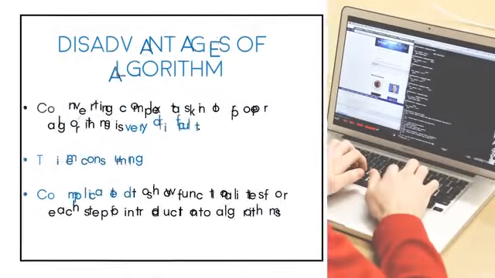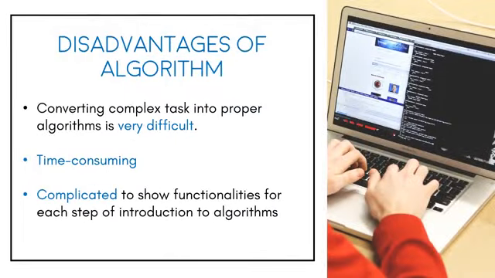Now that we're done with the advantages, we are now going to learn about the disadvantages of using algorithms. It is difficult to convert a complex task into proper algorithms. It's a time-consuming process because we need to spend proper time in writing the algorithm and later we need to implement it in a programming language. It's complicated to show functionalities for each step of introduction in algorithms, and it's hard to understand each flow in terms of loops and branches.